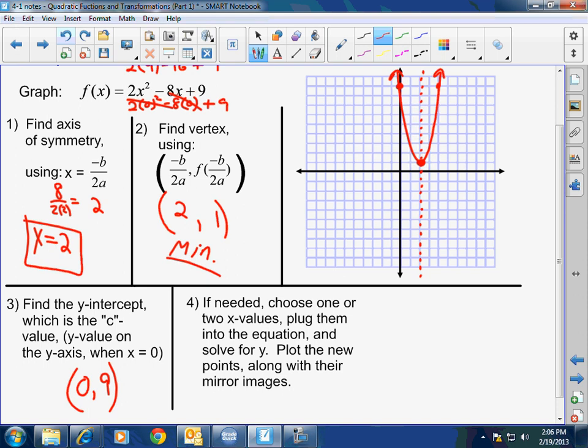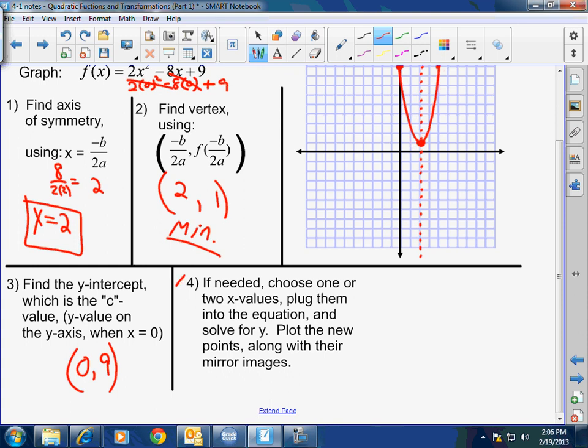Now, sometimes your vertex and your y-intercept are the same. If that is the case, you gotta go to number 4. If needed, choose 1 or 2 x values, plug them into the equation, and solve for y. Plot the new points along with their mirror image. That's if the y-intercept and the vertex are the same.